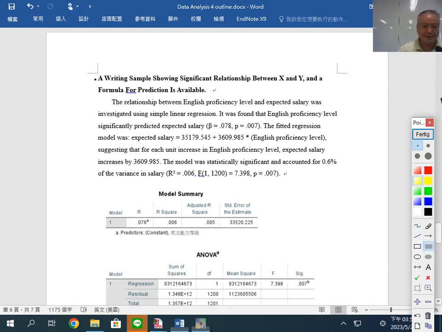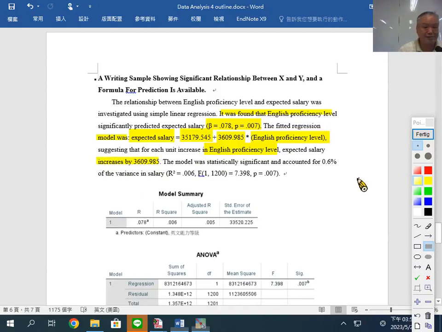Once again, we provide evidence, right? And again, the fitted regression model, so we have an equation. So y is equal to the constant plus coefficient times English proficiency level. Okay, that's great, right? Suggesting that for each unit increase in English proficiency level, expected salary increased by this number.